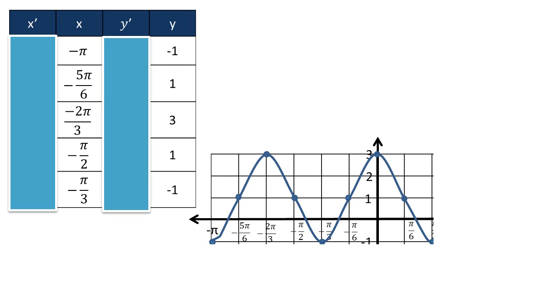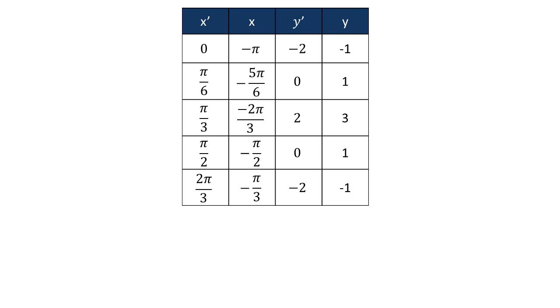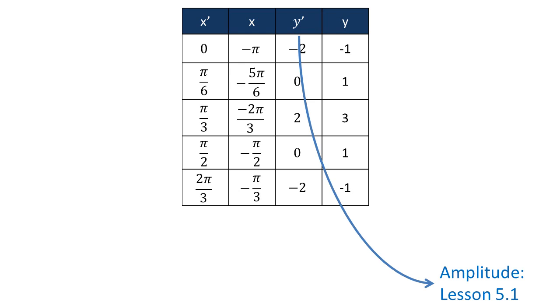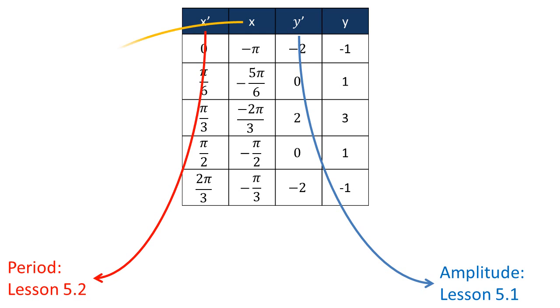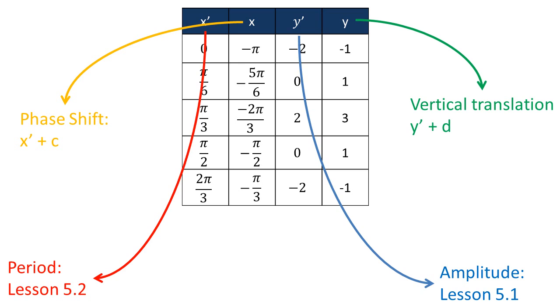Okay, just to sum up what we have. That was the chart, and that's how I've had it all filled out. Remember that the column of y prime came from the amplitude, and you learned that in lesson 5.1. The column of x prime came from the period. That was from lesson 5.2. To find x, all we did was use the phase shift, so we took x prime plus the phase shift, and to find y, you just did the vertical translation, or y prime plus the vertical translation. So let's go ahead, and on the next page I'll show you the work, and we will be done.